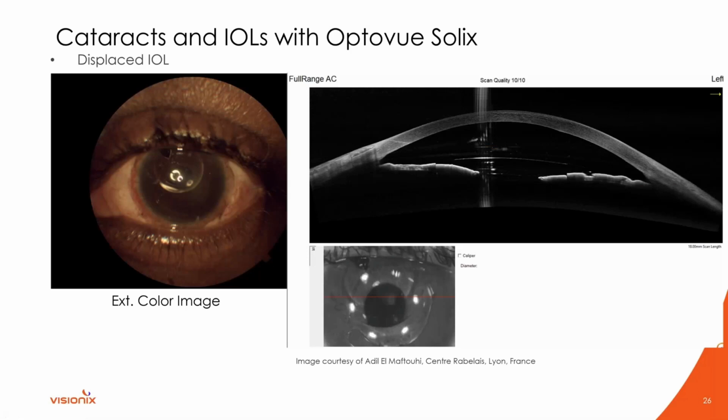Here's a great example of a displaced IOL. With the Solix, we're able to take colored images of the anterior segment. So not only for displaced IOLs, but if you have other lesions as well on the superior and inferior lids, you're able to get, again, that full range anterior chamber. And then being able to take images in different modes, both in black and white, color, and your B scans.